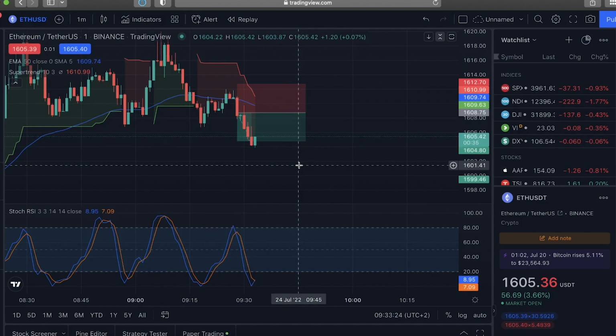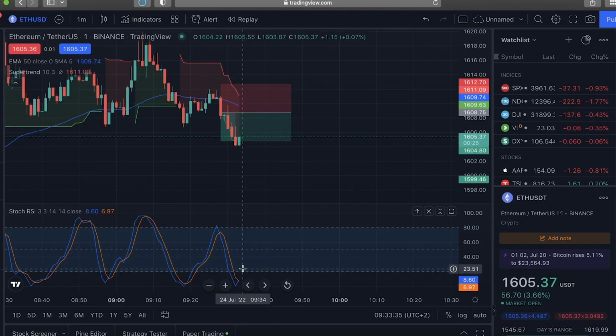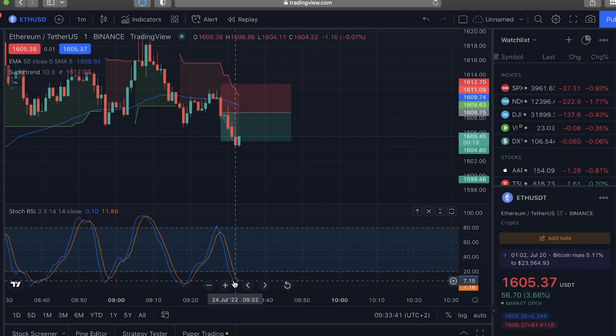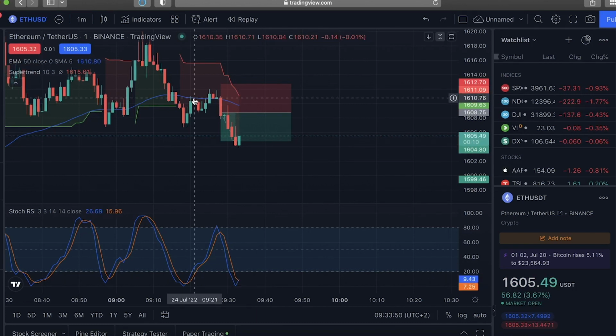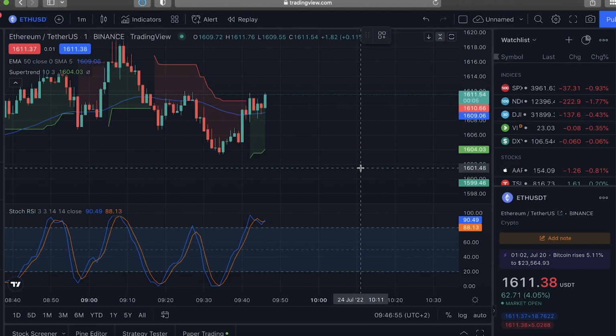So let's wait for another entry signal. Now what we're looking for is for the stock RSI to go back up, make an arc, and start going back down. And yes, while you could potentially make a long entry right here, both the EMA and the Supertrend are indicating that we are starting to go into a downtrend, and obviously you don't want to long when you're in a downtrend. Okay, so it looks like the trend is actually reversing at this point.